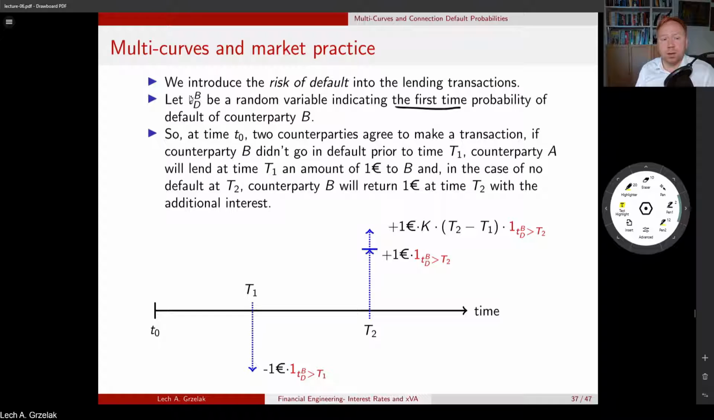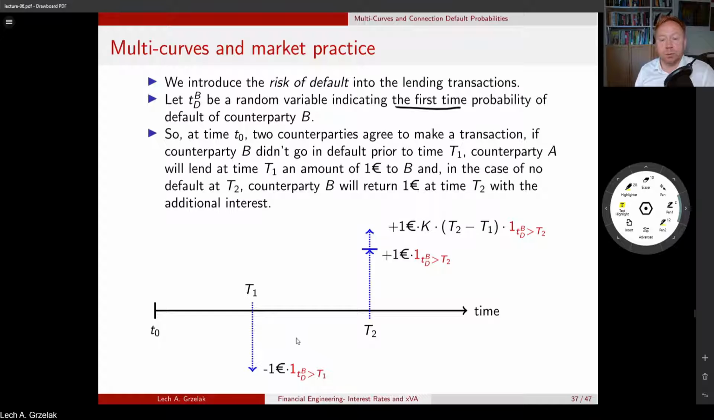Of course, it is often very subjective because it's not really implied from market instruments. But if you don't have market instruments, you still have to associate those risks somehow. Okay, so this is basically what we have defined.